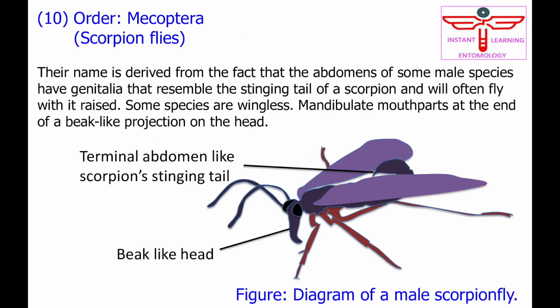Order, Mecoptera, the scorpion flies. Their name is derived from the fact that the abdomens of some male species have genitalia that resemble the stinging tail of a scorpion and will often fly with it raised. Some species are wingless. Mandibulate mouthparts at the end of a beak-like projection on the head.